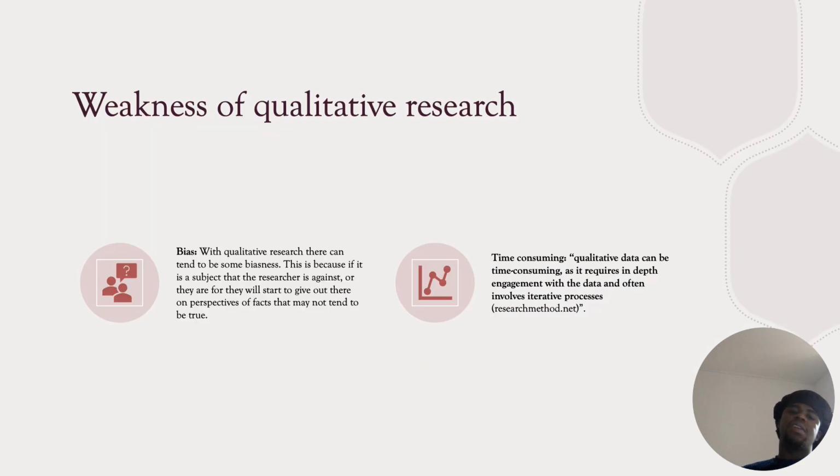When we're looking at weaknesses of qualitative research, same as the quantitative, there could be bias, just due to the topic of the research question. This could be because they're for it, they're against it, which could mean we have inadequate information showing us if it's true or not. And the last weakness, it could be very time consuming, because it really requires in-depth engagement with the data and often involves iterative processes. Thank you. I will attach my references at the end.